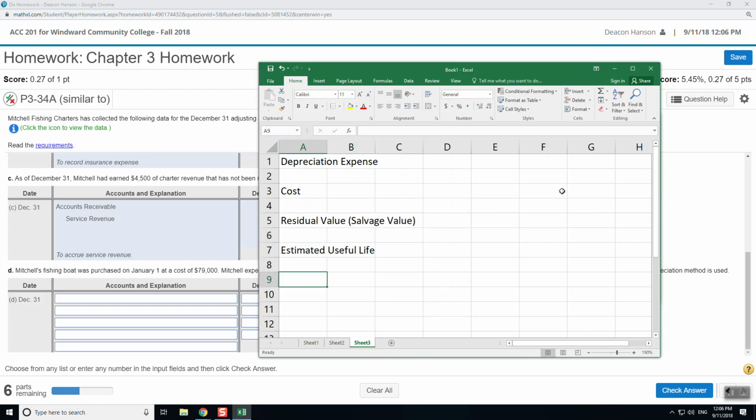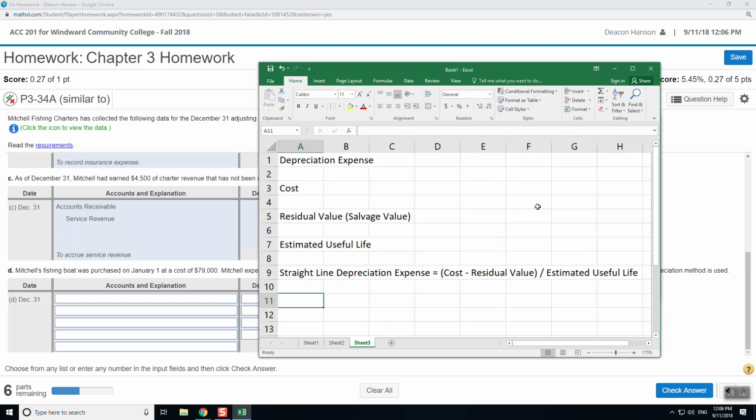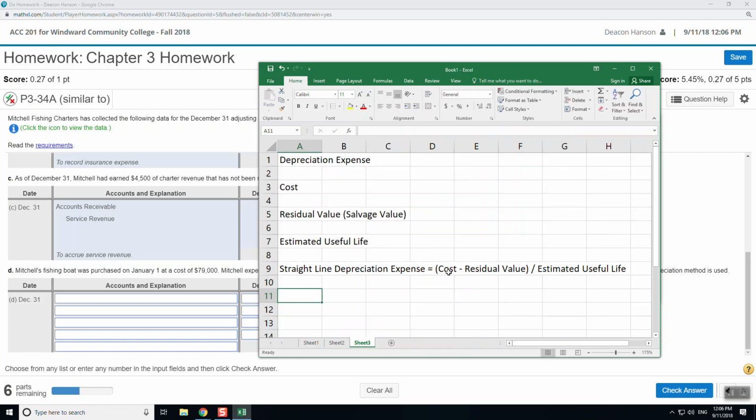So the straight line depreciation expense will equal, here's the formula, cost minus residual value, divided by estimated useful life. If you look at that, the part in parentheses is your depreciable base, or your depreciable cost.